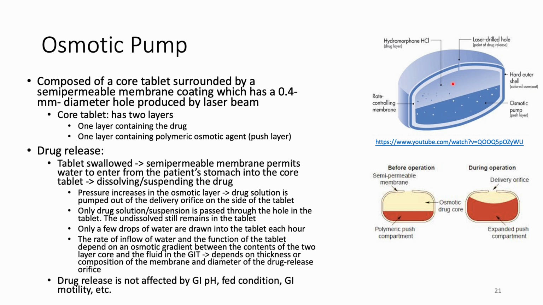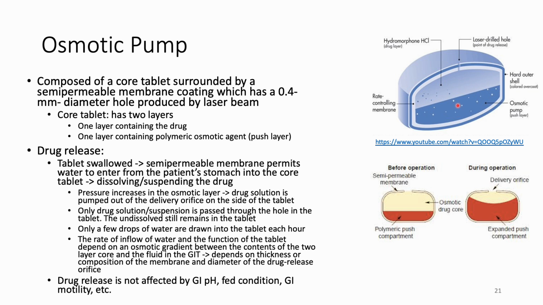Whenever the drug is dissolved here, the solution will be pumped out of the tablet. It will continue to the GI tract and be absorbed, then pass the liver and go into the blood system. Remember, only the drug solution, suspension, or liquid created inside the core tablet can pass through the hole in the tablet. The undissolved drug still remains in the tablet.